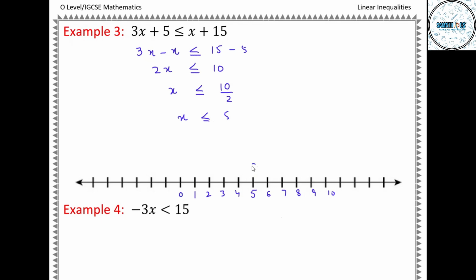We will draw a circle here at 5. This time, we will not draw only the circle, we will shade it as well, because here it is less than or equal. So whenever there is less than or equal to, we shade the circle. And then we will see the direction of the arrow. It is on left hand side, so we will be drawing the line on left hand side.